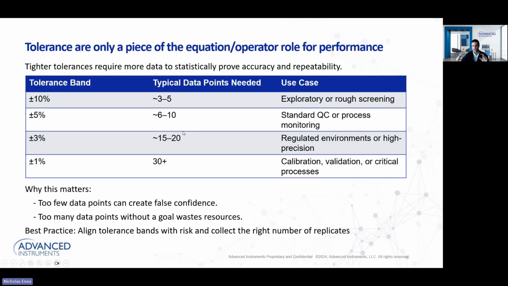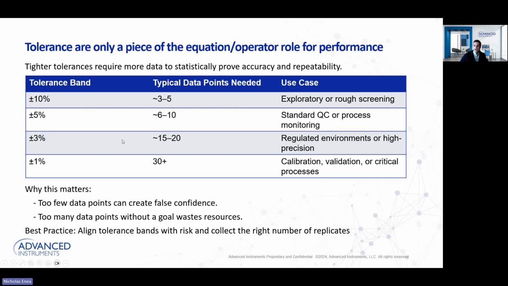And once again, this is why we do this as well, to really break down the nuances of these things. In general, tolerances are a piece of the equation, but in order to define tolerances, there are a couple of other things we need to work with. Data points: how many replicates should I ultimately do, and how often should I do these things as well? Tighter tolerances require more data statistically.